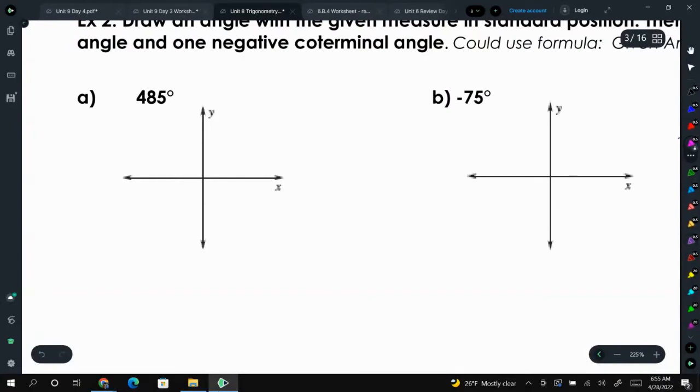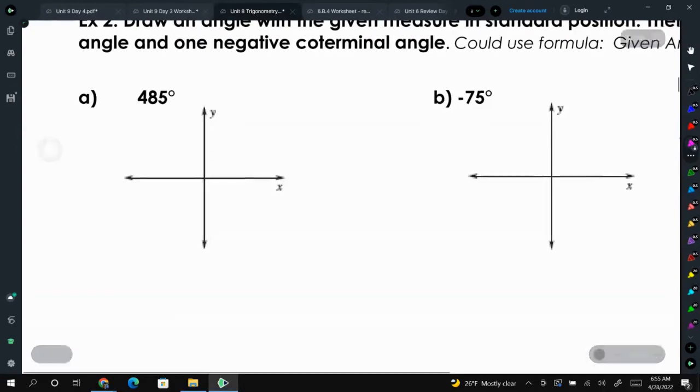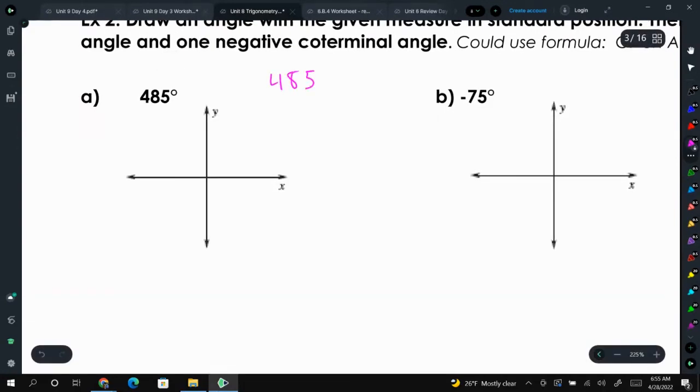So to get coterminal angles, we're going to add or subtract 360 degrees. So we're going to take 485 and minus 360. That gives me 125 degrees. So that is one coterminal angle, and that's our positive one.